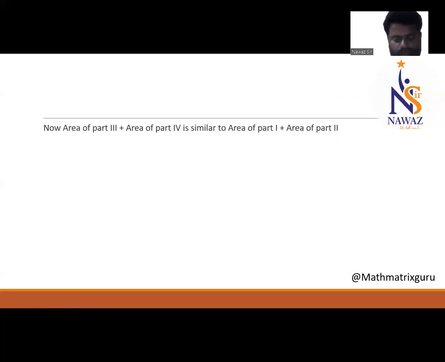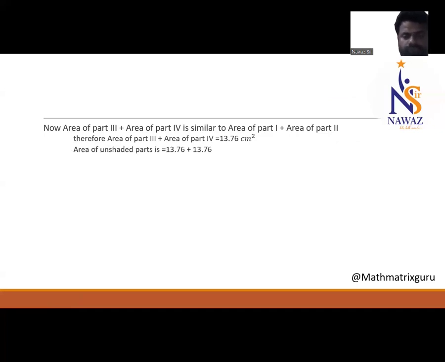The same thing we have to do to find part 3 plus part 4, which is also going to be 13.76. All these 4 are unshaded parts. So area of unshaded parts is 13.76 plus 13.76, that comes as 27.52 centimeters square. Now we have to find the area of the shaded part.